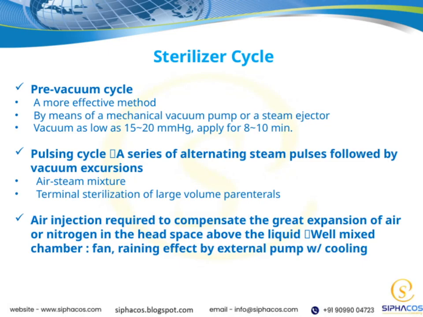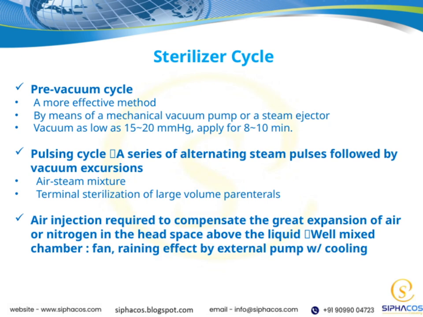Now, let's take a closer look at the pre-vacuum cycle. This is considered a more effective sterilization method because it uses either a mechanical vacuum pump or a steam ejector to remove air from the chamber. By achieving a vacuum as low as 15 to 20 millimeters of mercury and maintaining it for about 8 to 10 minutes, we ensure that all air is thoroughly evacuated, which is essential for proper steam penetration and sterilization.